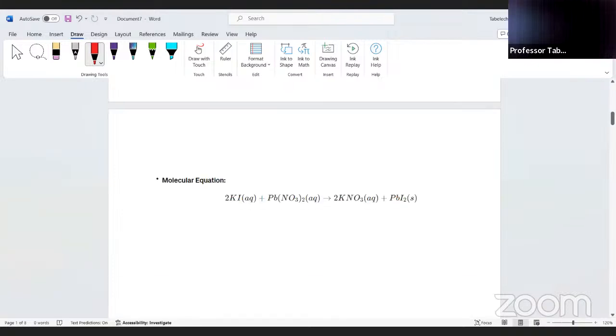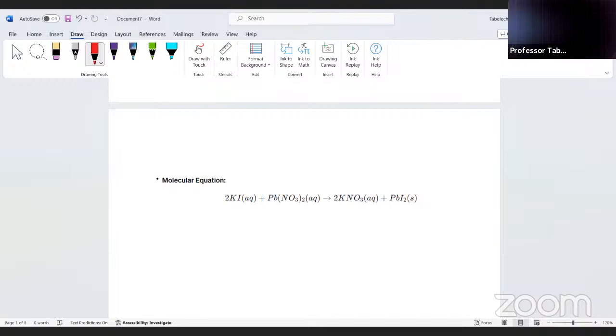This one right here, okay? You've got potassium iodide plus lead(II) nitrate producing potassium nitrate and lead(II) iodide, okay? That is right, Tristan, that is right, yes.